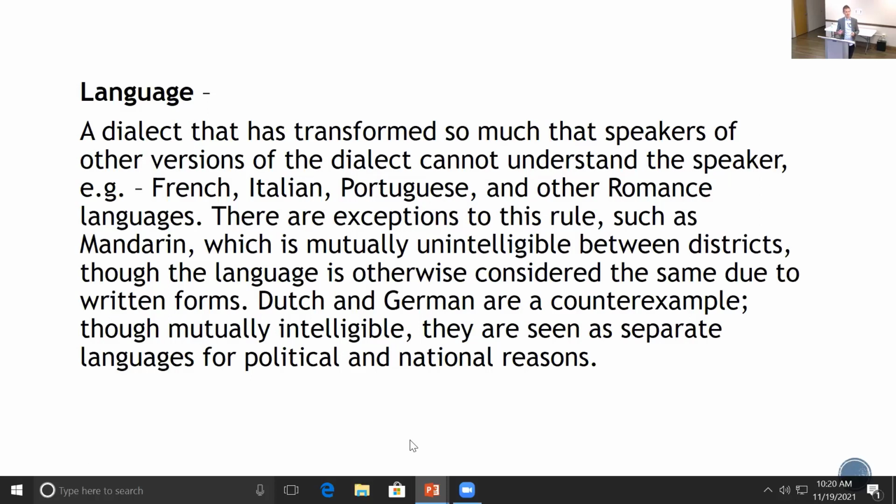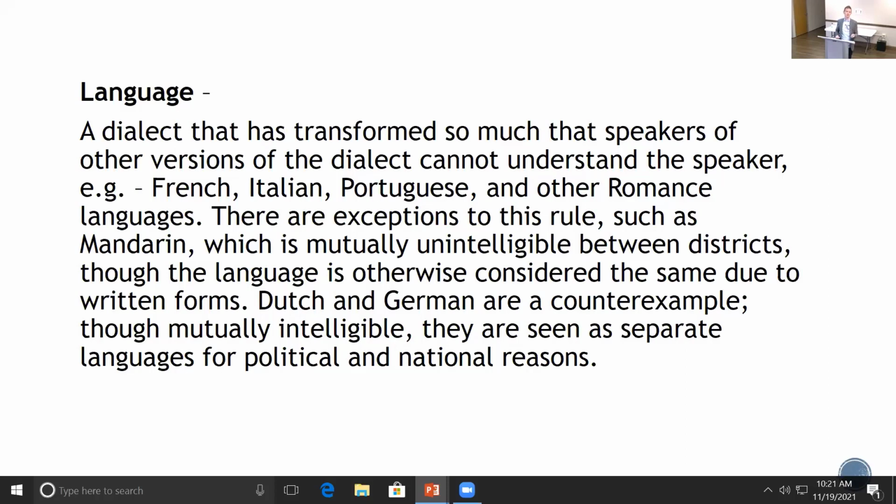All right, that brings me to language. This is, again, a dialect that has transformed so much that it has taken on an independent nature of its own. Romance languages are a really great example of this. French, Italian, Portuguese, Romanian, and so forth. These are particular dialects of Latin that took on their own life. That's where they all came from. That's why they're so similar.